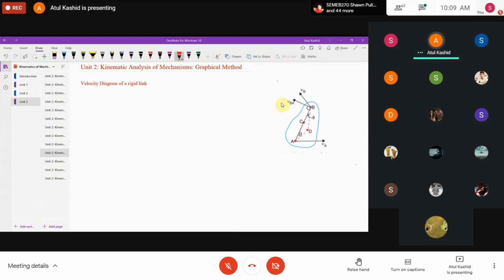Now, for this rigid link, we can draw the velocity diagram with the help of the relative velocity method. For that, we have to observe the velocity first. Here you can see the velocity for A is given over here. This is the velocity for A, and it will be the absolute velocity. The direction for the point A is given, and we will assume that the magnitude and direction both are known for A.